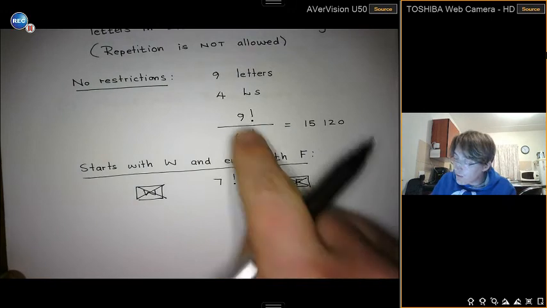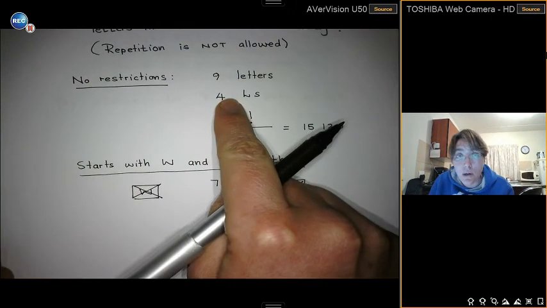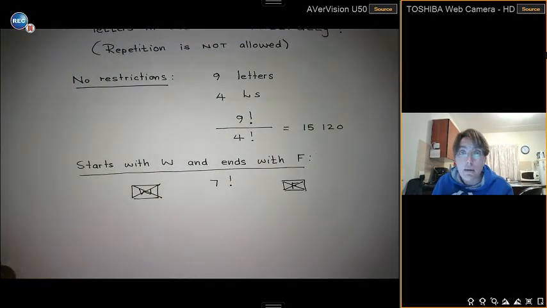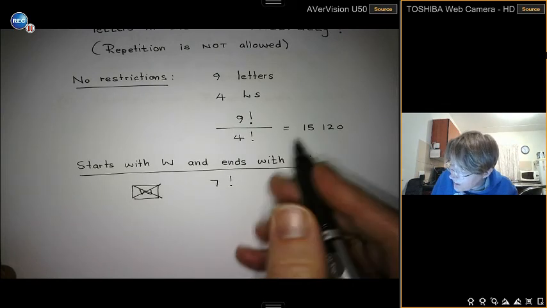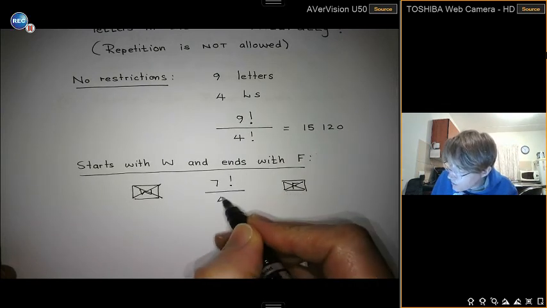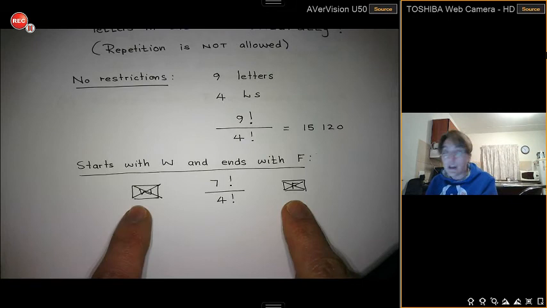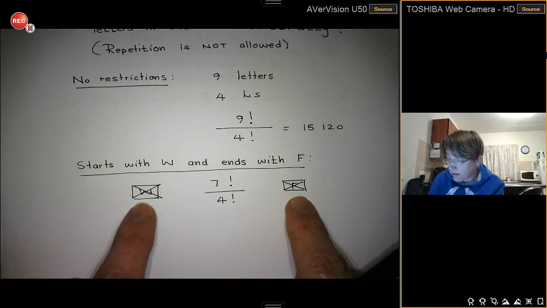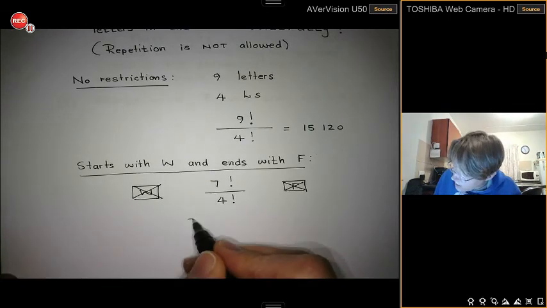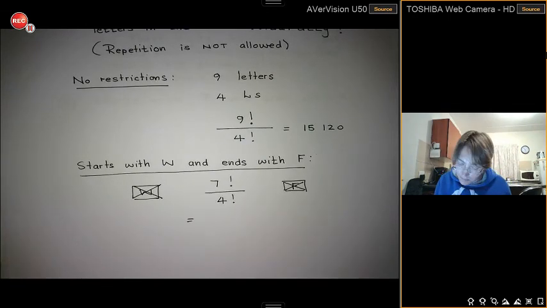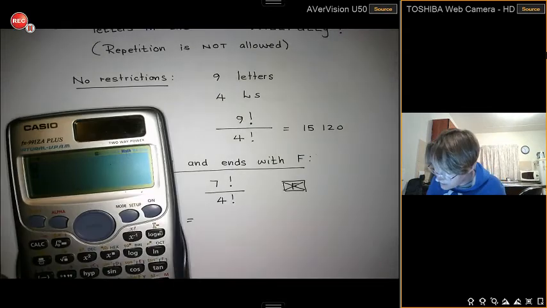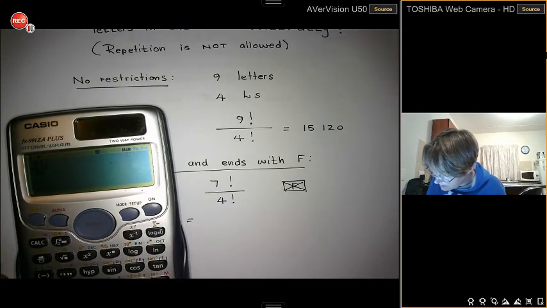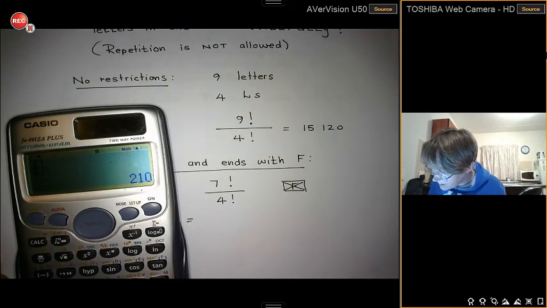there's still the 4 L's that are identical, which means that is not going to give me arrangements that look different. So now it's 7 factorial divided by 4 factorial, just simply because the W and the F are not available. They're fixed. So that then means, if I type that in, 7 factorial divided by 4 factorial, that is going to be equal to 210.